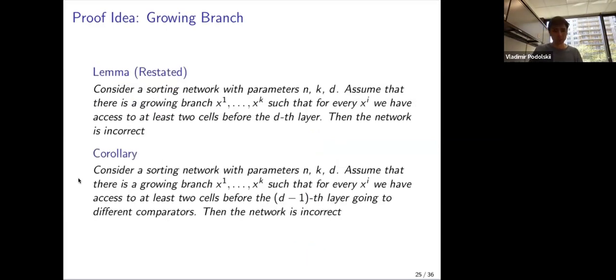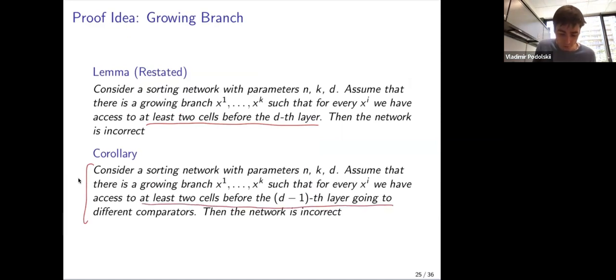Oh, I have a corollary that is kind of important. It's the same lemma, so if you read it, it's exactly the same. If we have a certain network N, K, and D, assume that we have a growing branch such that on every input we have access to, and this is the difference, at least 2 cells before layer D plus 1 that go to different comparators. Because if I have access to 2 cells before layer D plus 1 that go to different comparators, that gives me access to 2 different cells before layer D after one layer, right? Because cells that go to different comparators give me access to different cells after the comparator.